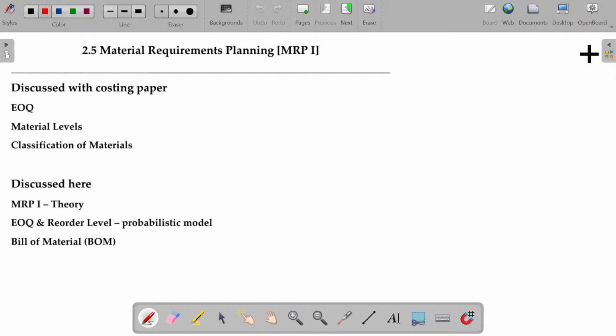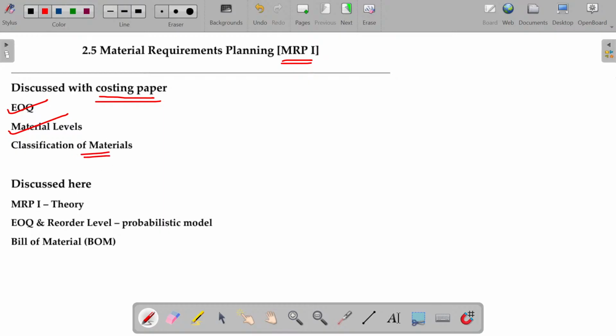So let's now deal with material requirement planning. Material requirement planning is named as MRP 1. Okay, MRP 1. Here, what are the contents going to be discussed? EOQ, material level, all these things are learned along with the costing paper, even classification of material.